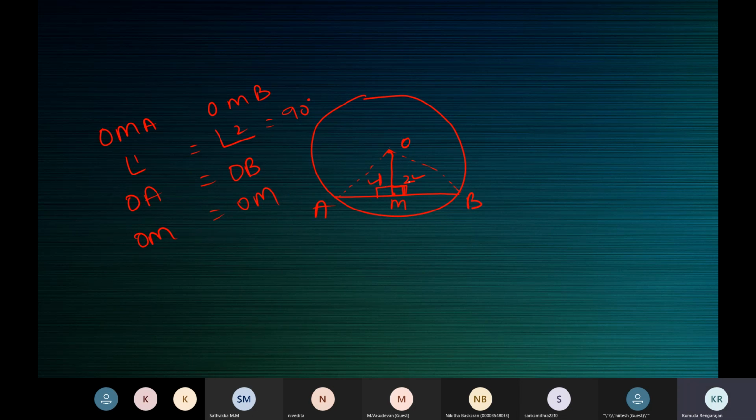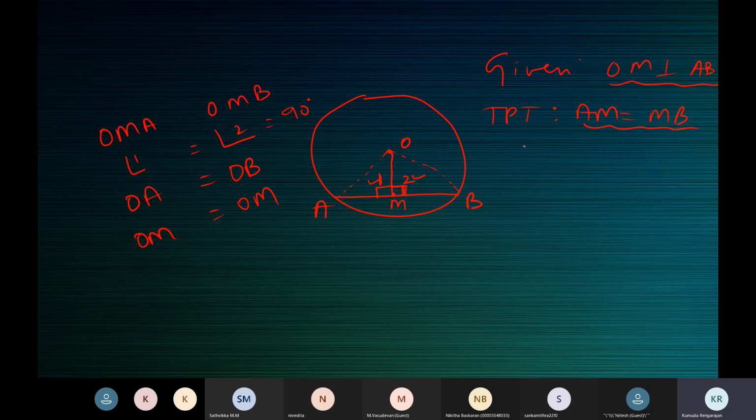See, how do we know that 1 and 2 are each 90 degrees? That's given to us in the statement. The perpendicular from the center to a chord bisects the chord. So we are given a perpendicular from the center to the chord, and we'll have to prove that the chord is bisected. We are given that OM is perpendicular to AB. We need to prove that AM is equal to MB. So we know that angle 1 is 90, angle 2 is 90, but we need to prove that AM is equal to MB.